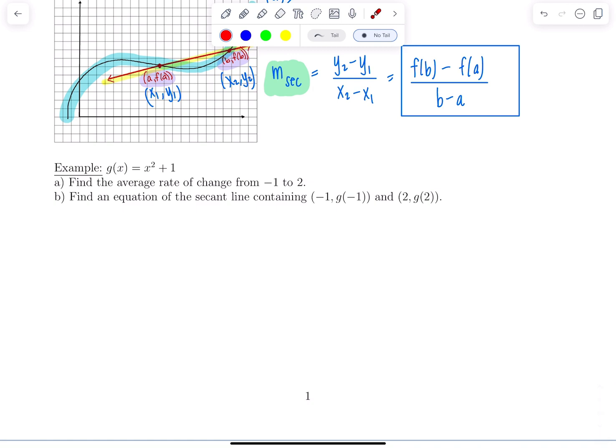So here's an example. g of x equals x squared plus 1. The problem says find the average rate of change from -1 to 2. So be careful here. It matters from A to B. So -1 is A and then 2 is B. Good? Okay. So let's remind ourselves what the formula is for average rate of change.